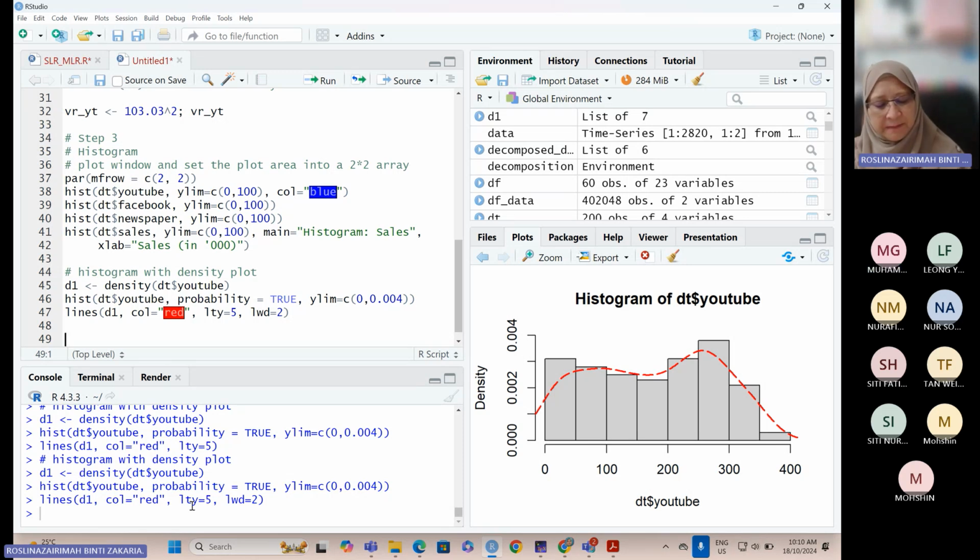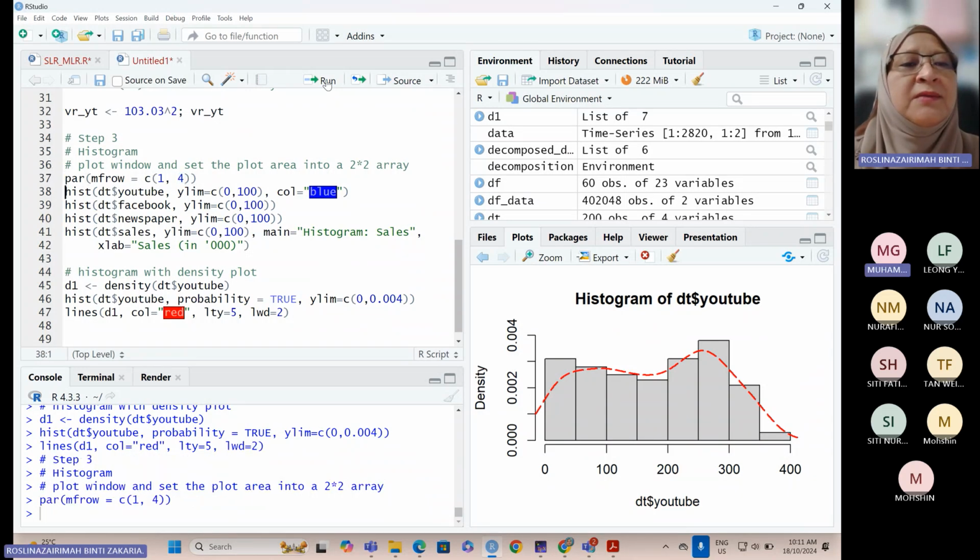Wait, Doktor, can you explain again about the bar, the line 37? Line 37. The bar is how you are going to arrange your data in one place. Bar 2 by 2 means 2 rows, 2 columns. Since we have 4 plots, you can change this to, let's say, 1, 4, because we have 4. I mean, 1 row for 4 columns. The first one is row, and the second one is column. Okay, let me show you.